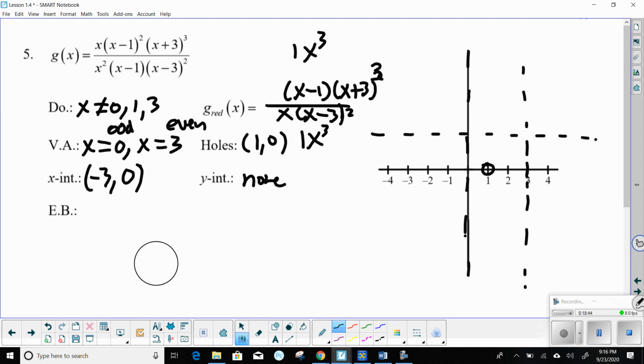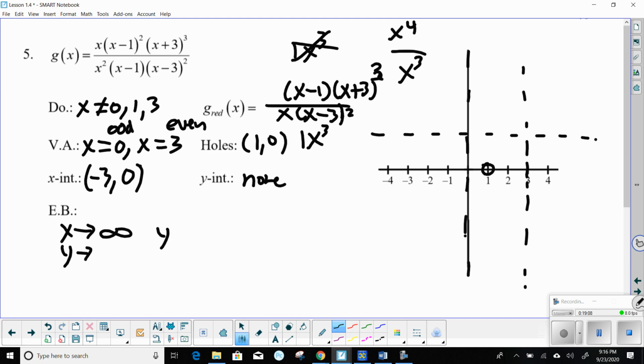I apologize. So the top would be x times x cubed, which is x to the 4th up on top. Sorry about that. On the bottom, it would be x times x squared, so x to the 3rd. So the top's bigger than the bottom. That means that there is not a horizontal asymptote. So instead, I'm just going to say what happens as x goes to infinity, what happens to my y values, and what happens as x goes to negative infinity, what happens to y.